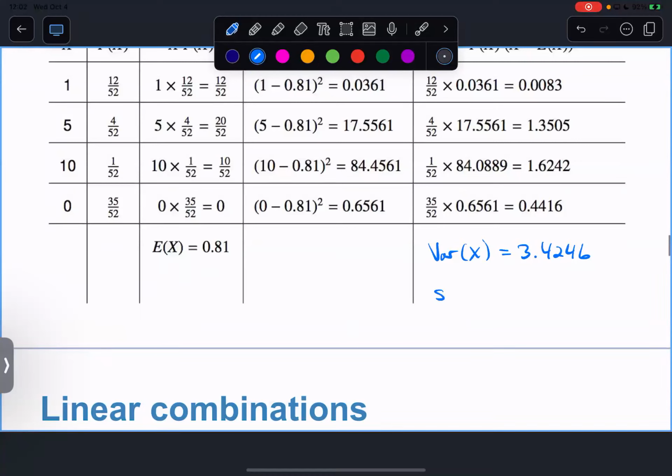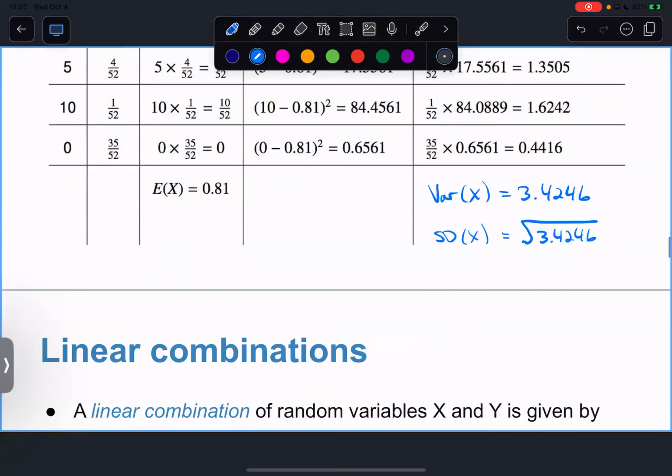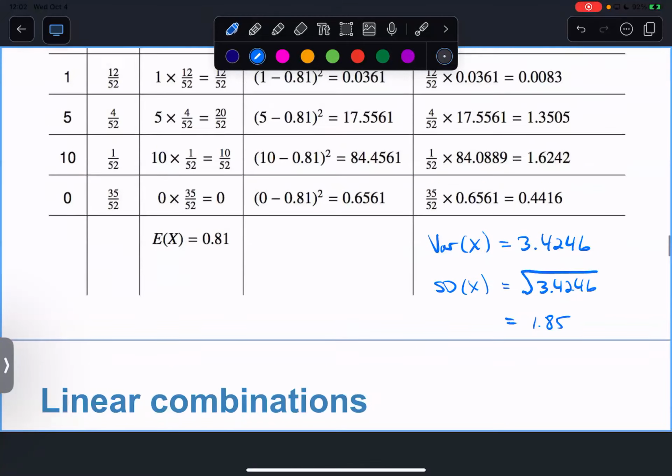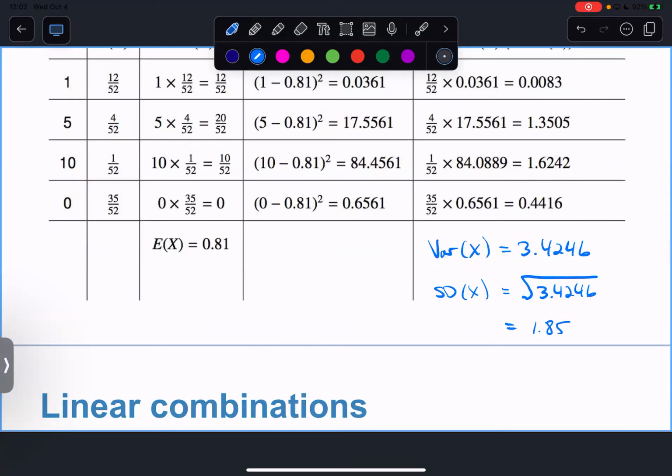Which means that the standard deviation of x is the square root of 3.4246, which is from here 1.85. But there's probably rounding, so if you're using Excel or whatever, you'd get better values probably. Nice.